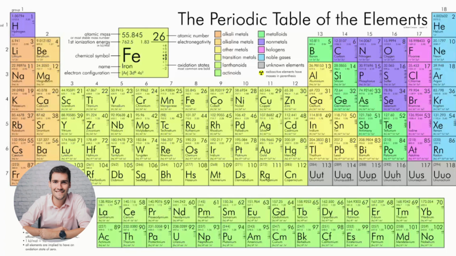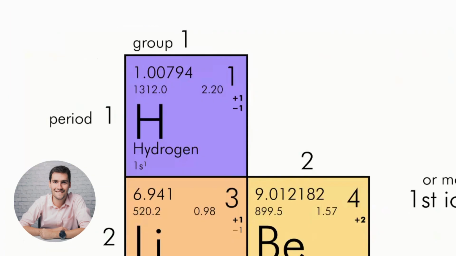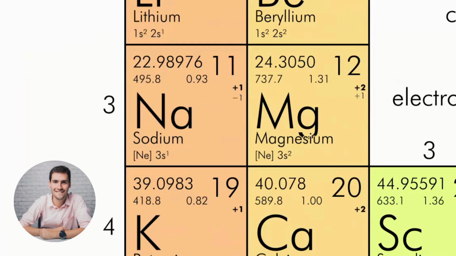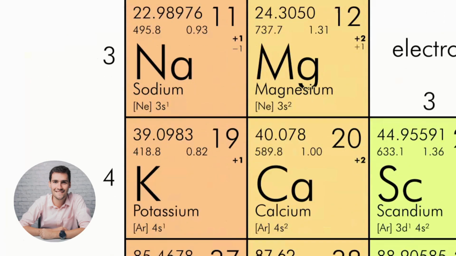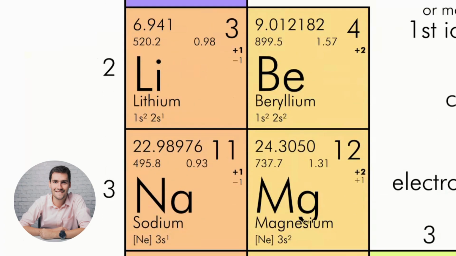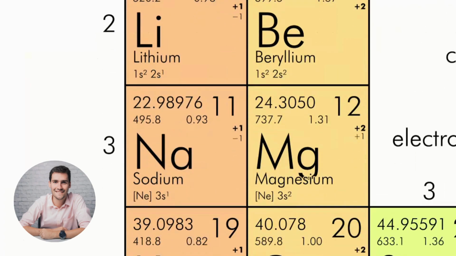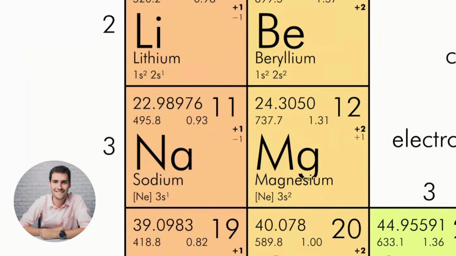Let us look at the periodic table of the elements. First we see hydrogen, atomic number 1. The periodic table is divided into horizontal rows called periods. There are a total of 7 periods, numbered from 1 to 7. You can see hydrogen is in group 1 and period 1, lithium is in group 1 period 2.